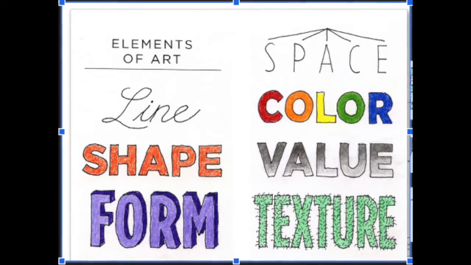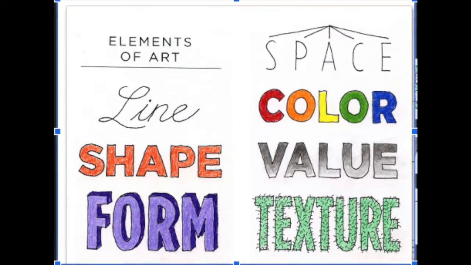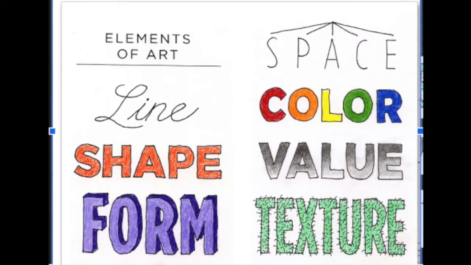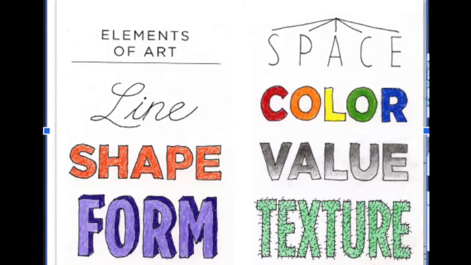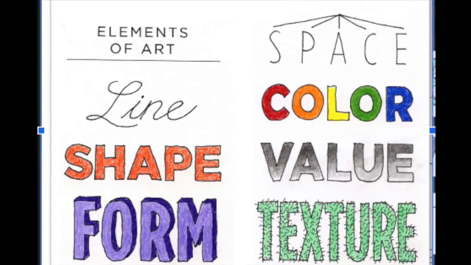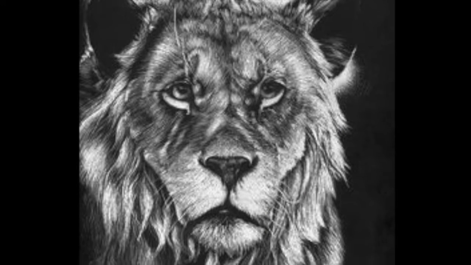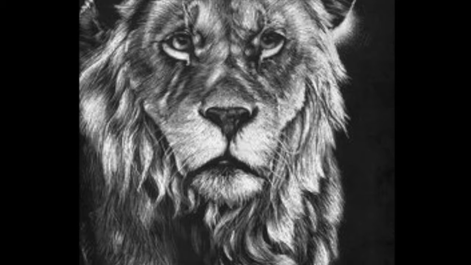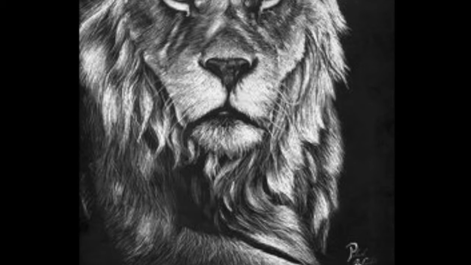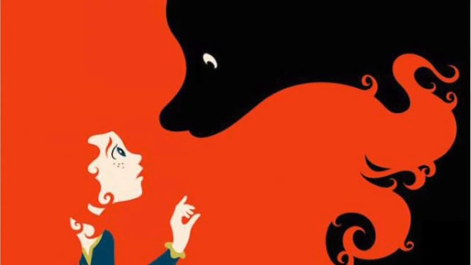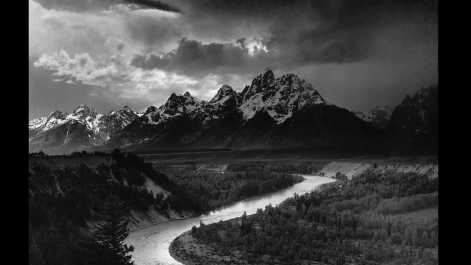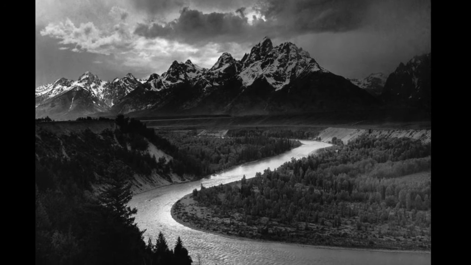Well, there you have it. We've gone over all 7 elements of art. We've learned about line, shape, form, color, texture, value, and space. For the rest of the year, we will return to these elements of art and we will really, really try to hone in our understanding and figure out how we can use these elements to make better, stronger art.